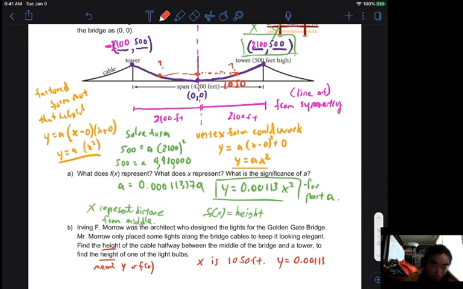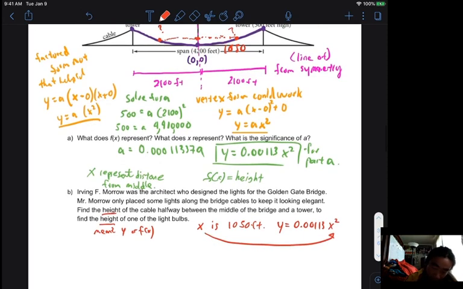You may be a little bit off because of rounding. I think I will be in this case. X squared, put this thing in. So y equals this large number. Let me see if I can be more precise. 500 divided by 4411234, times, following order of operations, 1050 squared. Yeah, I got 125. So let's write that out. Times this thing squared, y equals 125 feet.